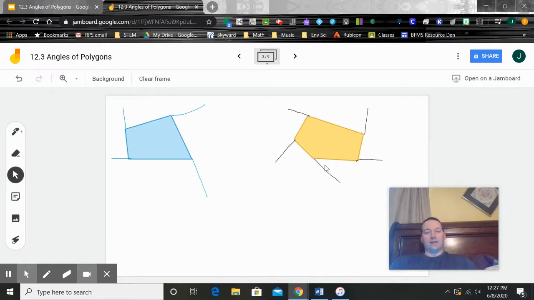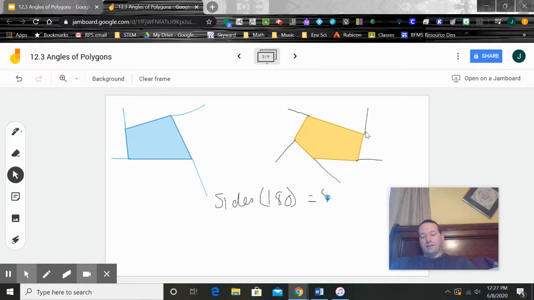So now how does that help us develop the formula? Well, think about it. Right here, the exterior angle plus the interior angle is 180. This one plus this one is 180. Interior plus exterior is 180. Interior plus exterior is 180. Same thing here, right? 180, 180, 180, 180, 180. So it's the number of sides times 180, and that's going to be the sum of the interior plus the exterior.